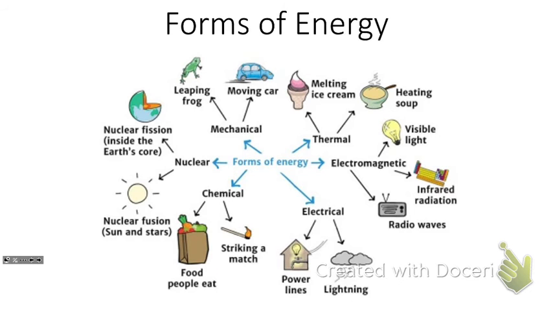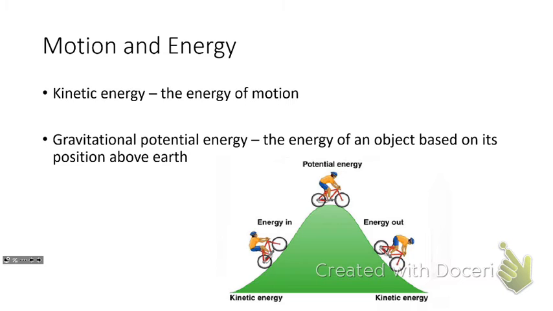Okay, so the two main types of energy we are going to discuss and solve problems related to are kinetic energy and gravitational potential energy. Kinetic energy is the energy associated with motion. So if you're moving, you have kinetic energy. If you are not moving, you have 0 kinetic energy.